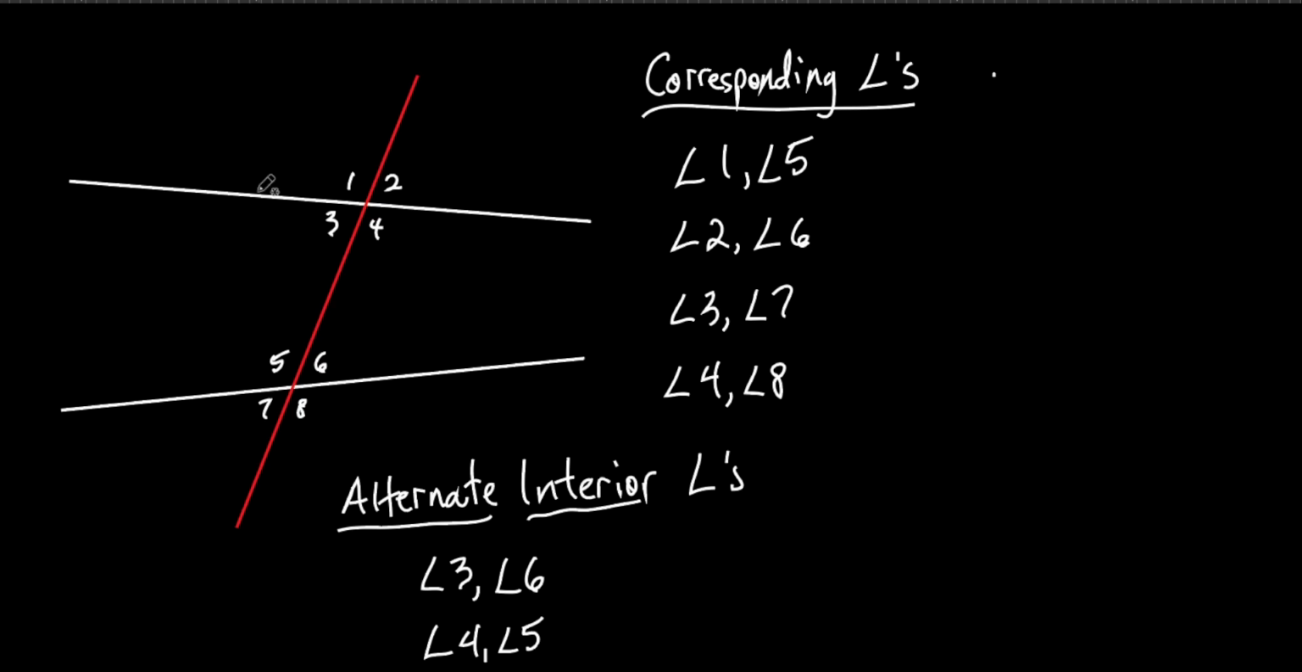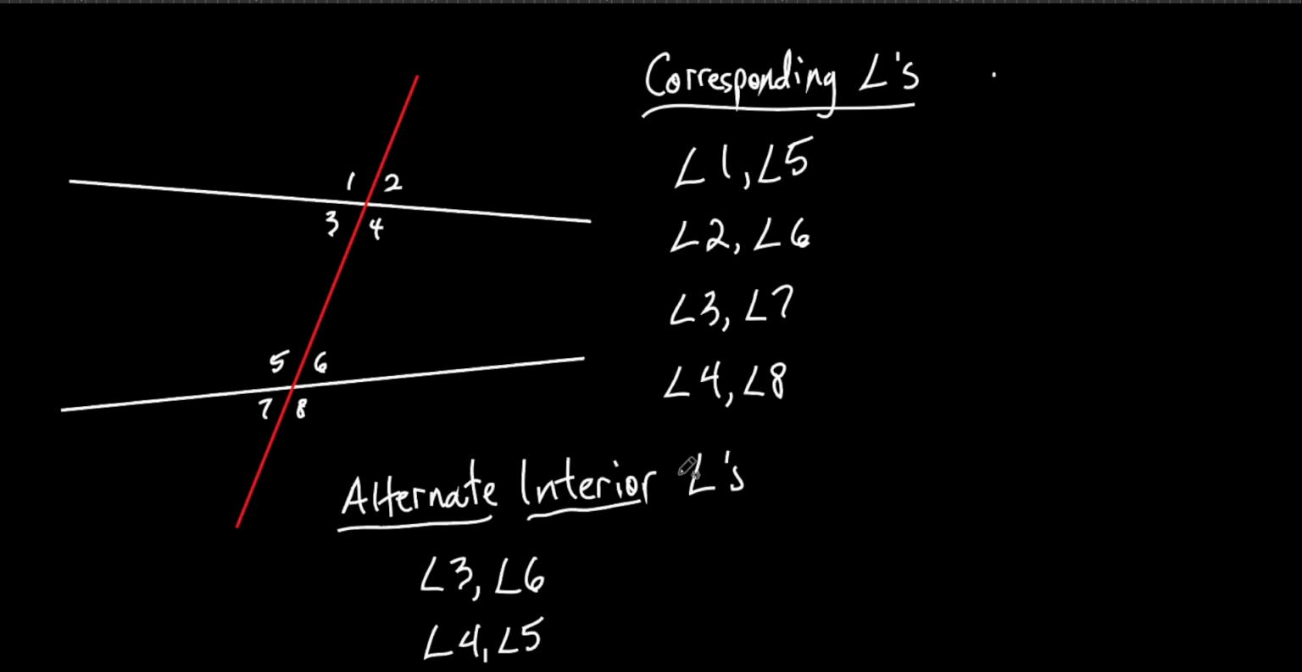Okay? 3 and 4 are both interior angles, but they're not alternate. They're right next to each other. You see it? Okay? 3 and 5 are not alternate because they're on the same side of that transversal. Okay? 4 and 6 are not alternate, but 3 and 6 are alternate interior angles. 4 and 5 are alternate interior angles. So we have alternate interior angles.